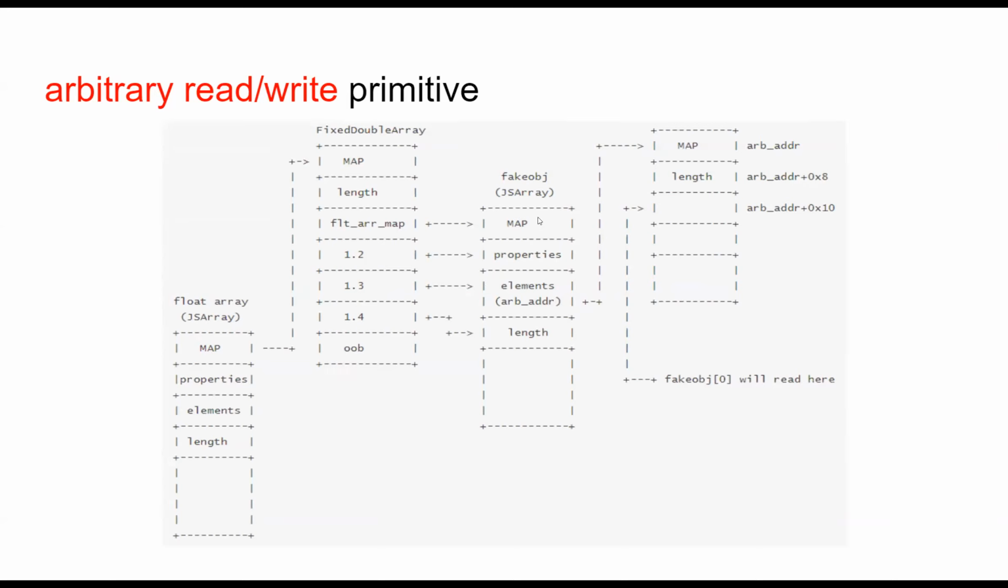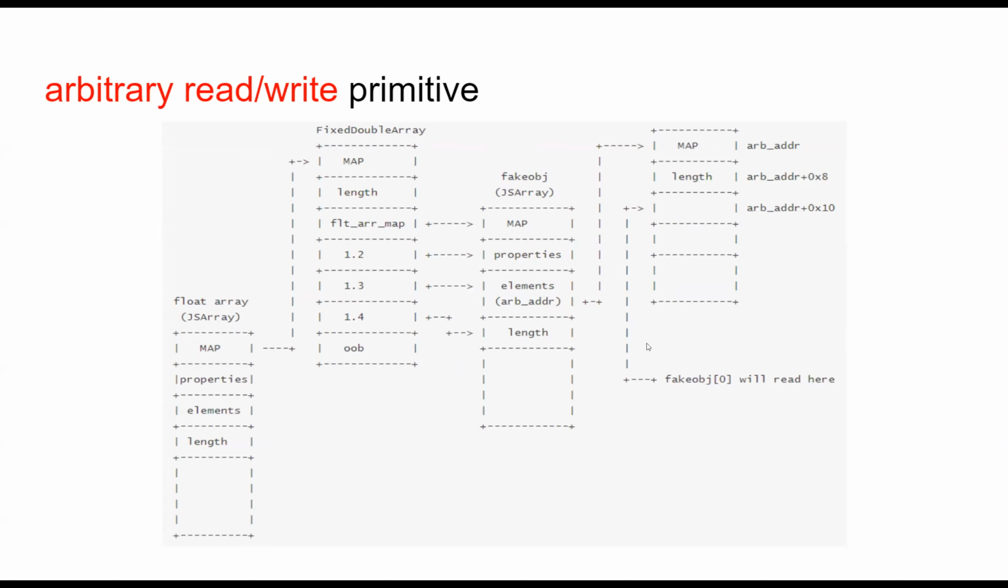is controlled by us because we have control over map, properties, elements, and length. It's just the elements of the original floating array. We can change it to anything we like. But in this case, I'm changing the map to a floating array map. Then the third element as the elements, which is the address. Then this fake object is regarded as a JS array.